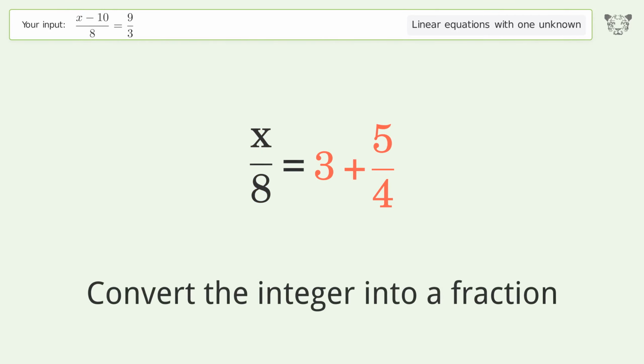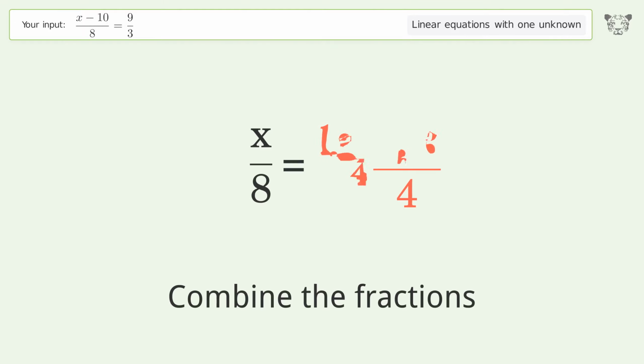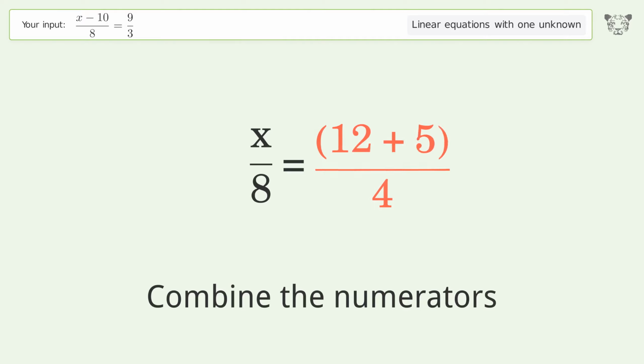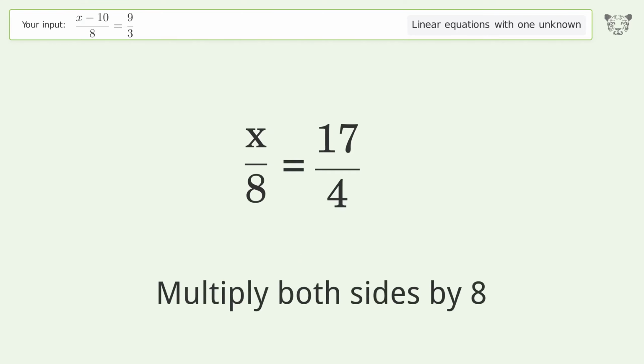Convert the integer into a fraction. Combine the fractions. Combine the numerators. Isolate the x. Multiply both sides by 8.